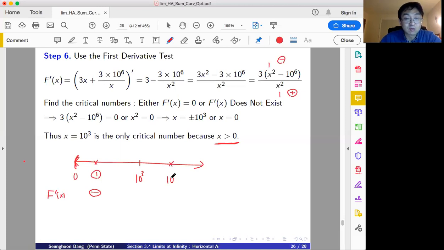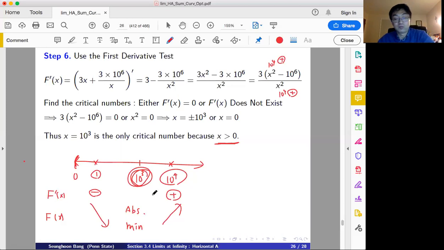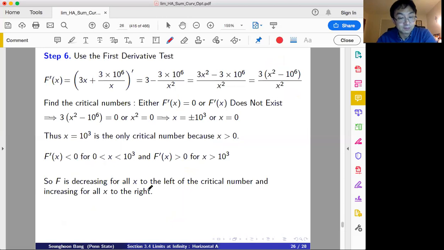Now I'm going to choose 10 to the 4. You plug 10 to the 4 into x squared. 10 to the 8 minus 10 to the 6 is positive. The bottom, 10 to the 4 squared, is also positive. We have positive. So f of x is decreasing and then increasing. What does it mean? We have a minimum. The graph is decreasing then increasing, so exactly an absolute minimum at 10 cubed. This is the whole idea.